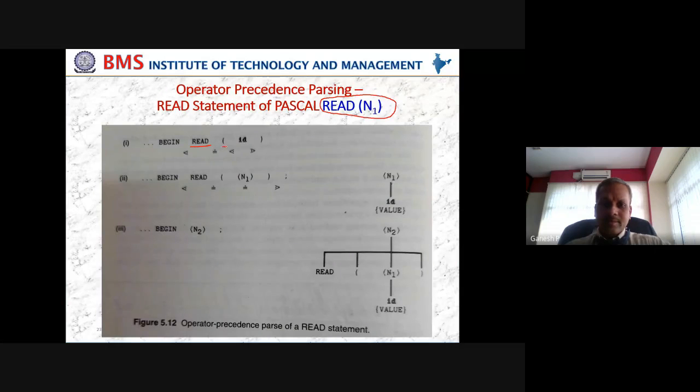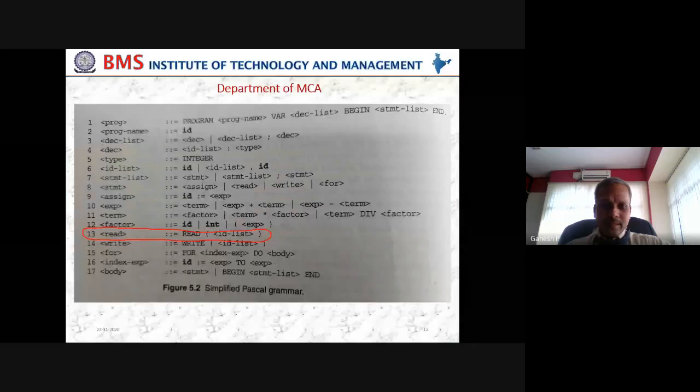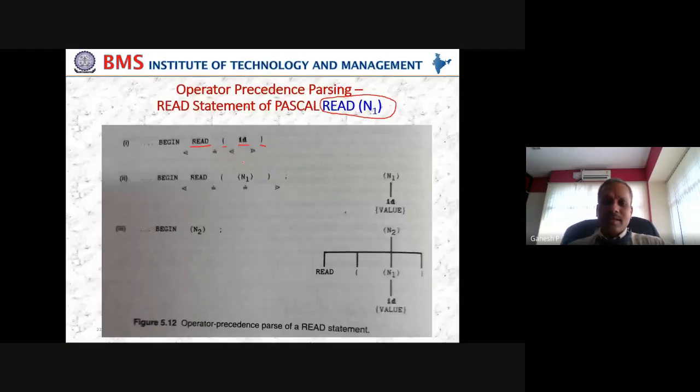(id) - this is the formula we have here. Read (id). Since we know that we have only one id, I have replaced id list with id, because that is also a valid grammar. For our understanding, since n1 is one id, instead of writing id list then id, we have just written it as id for brevity.